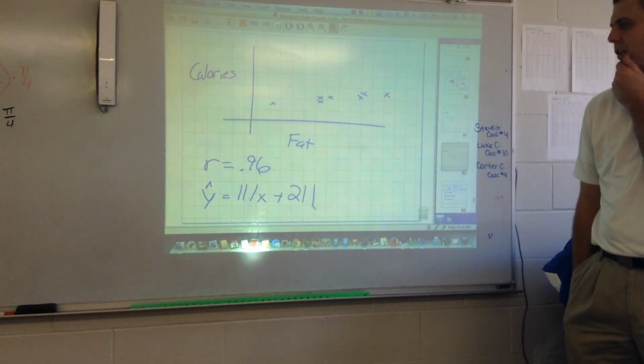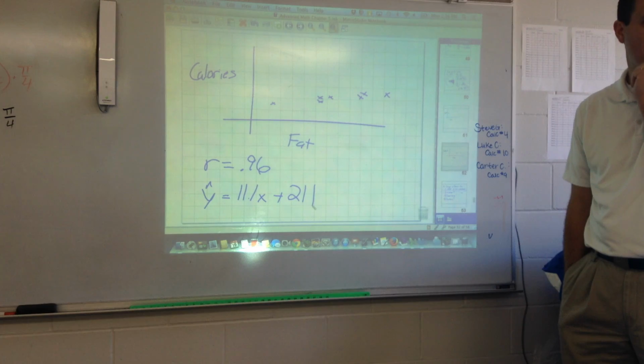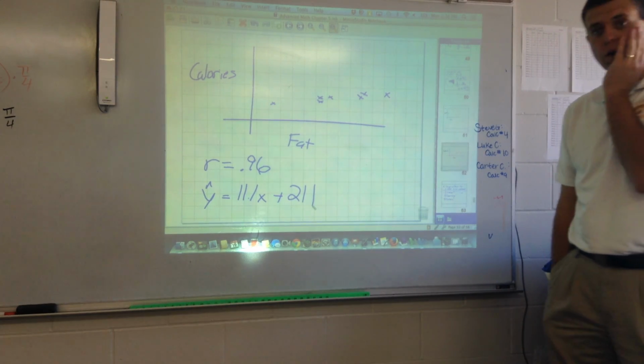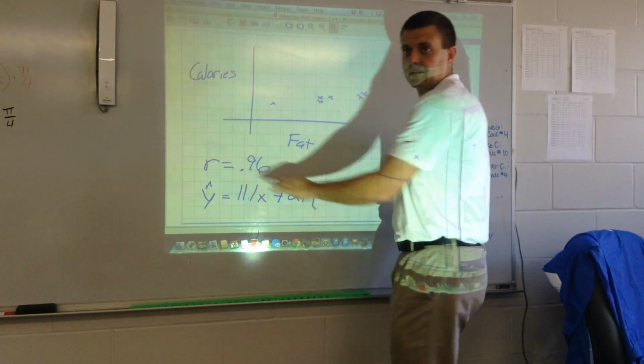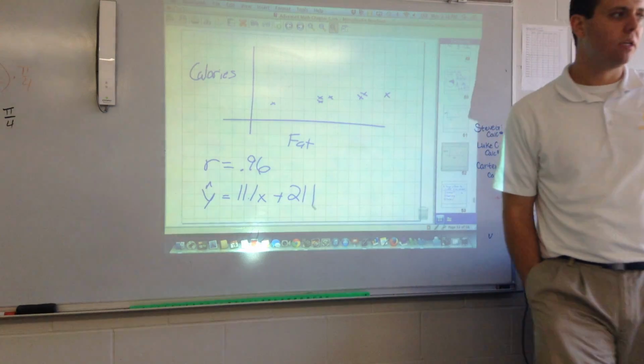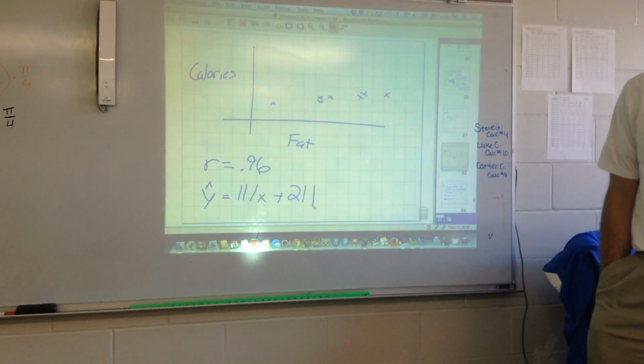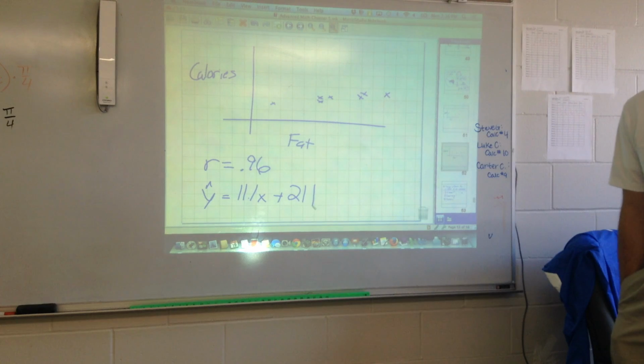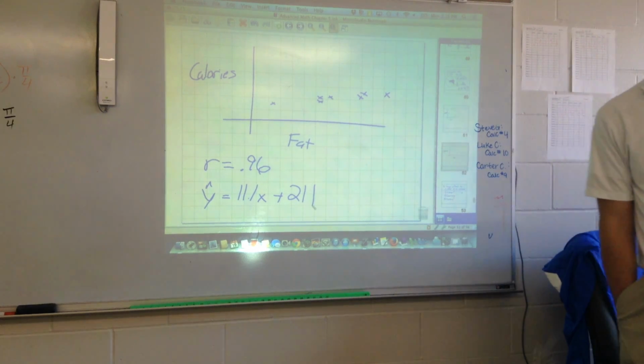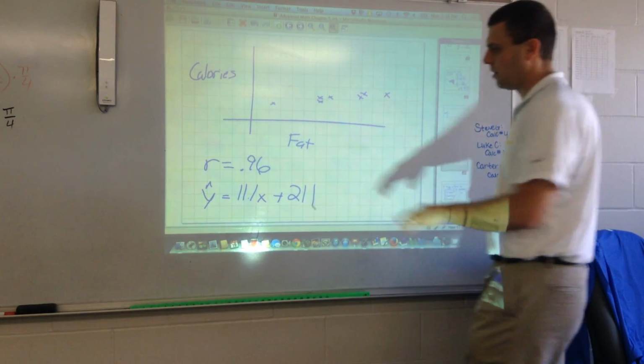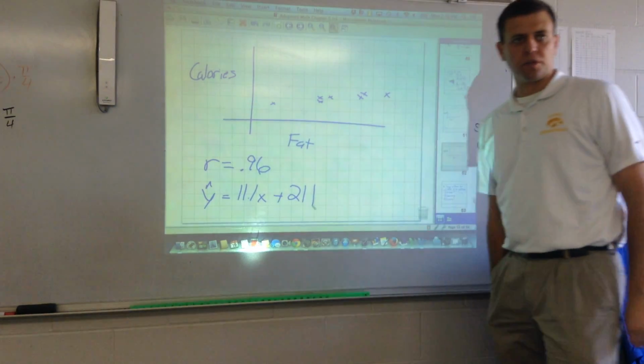So, what can we say about this then? It's pretty strong. Pretty strong correlation, 0.96. I mean, the highest number you can get is what? 1. That's probably not realistic when you're collecting data. Not everything falls perfectly onto a line. So that in itself is pretty good.